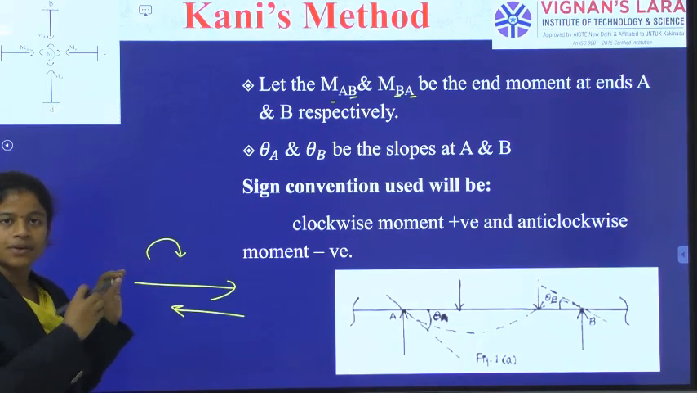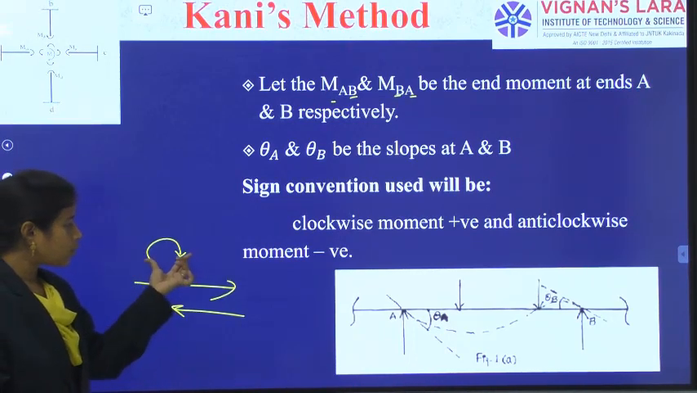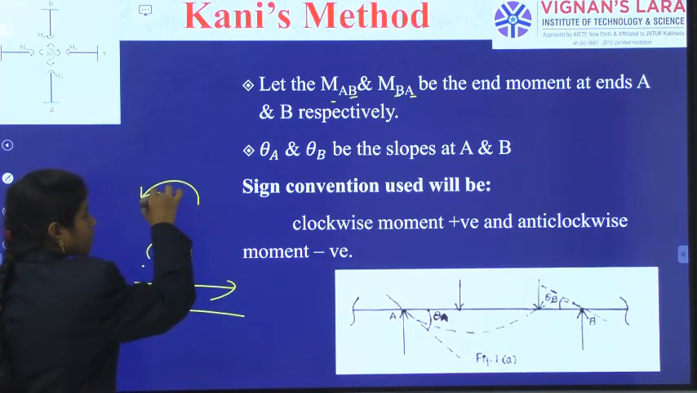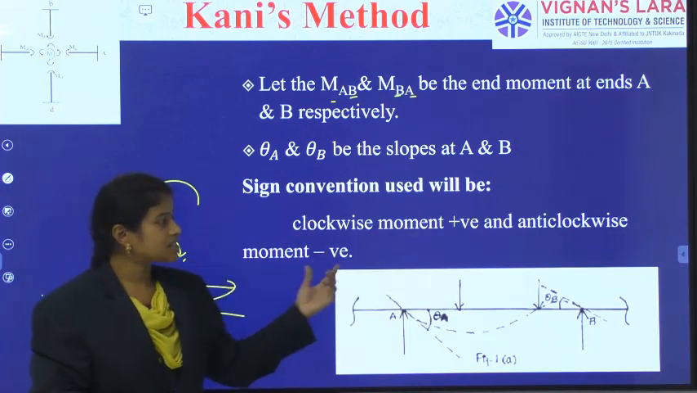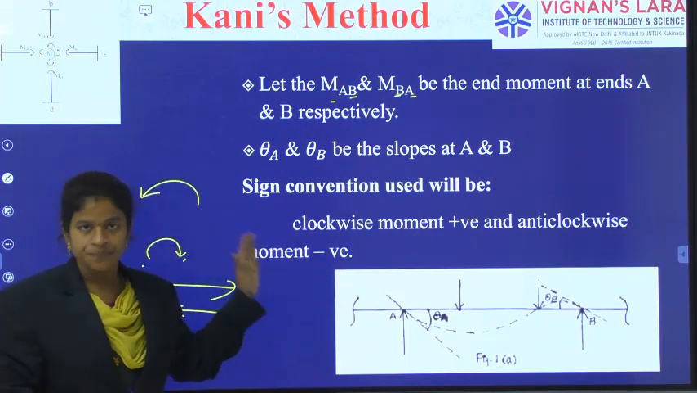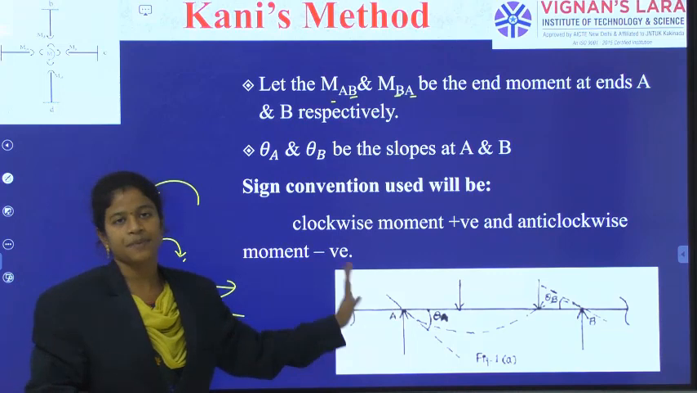On the left point of the support or right support, nothing I don't want. Only clockwise movement or anti-clockwise movement. So the clockwise movements are considered positive and the anti-clockwise movements will be considered negative. So the given structure was indicated and the spans were.